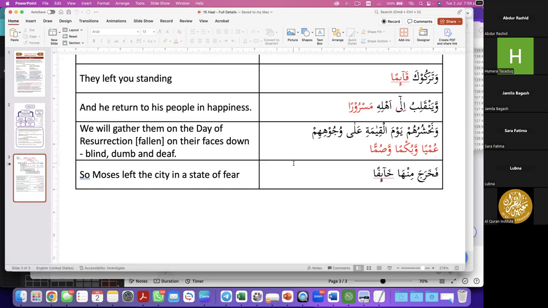Fa kharaja minha ja'ifan, khaifan, fearful. Fa kharaja, so he went out from it in a state of fear. As you can see in the translation, it's referring to Musa. I read it, but I can't remember which ayah. The main thing is, khaifan is the state in which he left. What is the Dhul Hal here?